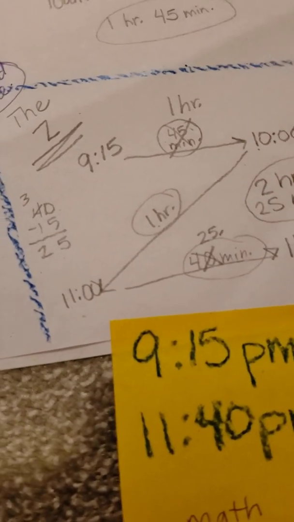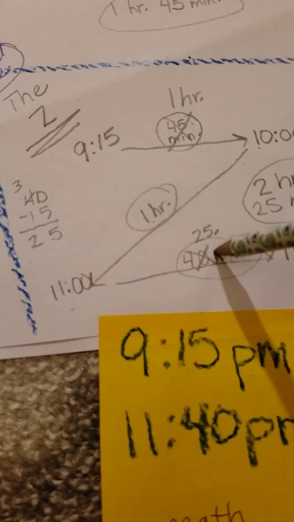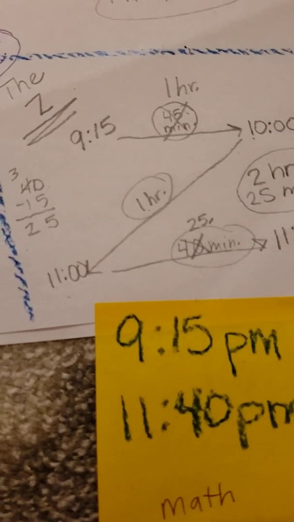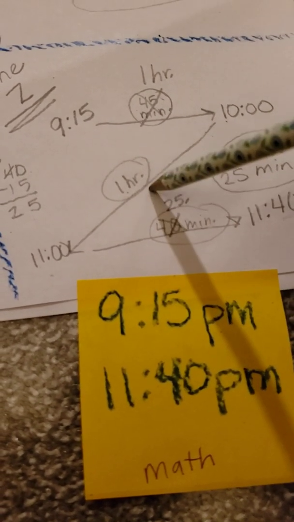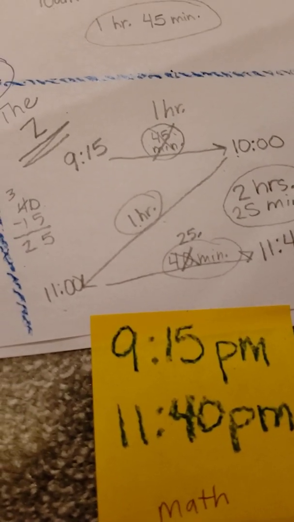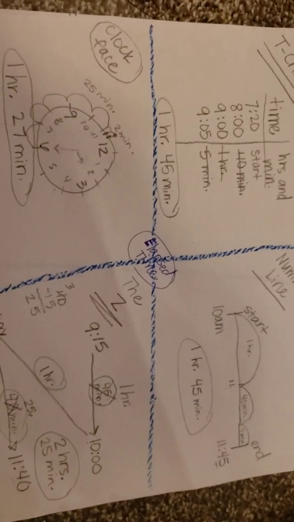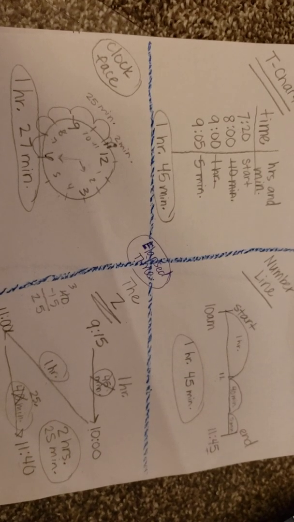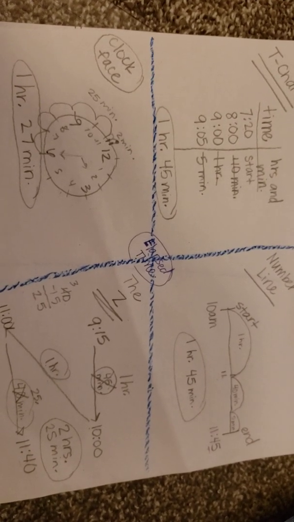So you have to be careful because sometimes your minutes, when you add them together, you'll have more than 60, and there's 60 minutes in an hour, so then you have to change them over to the hours. Now, there are two elapsed time problems. You may choose which strategy works for you, the Z, the number line, the T-chart, the clock face, whichever one you want. I'm not going to choose for you. You get to make that choice.